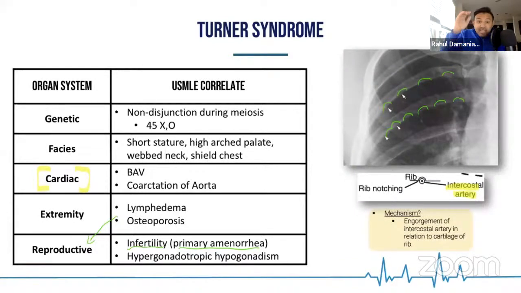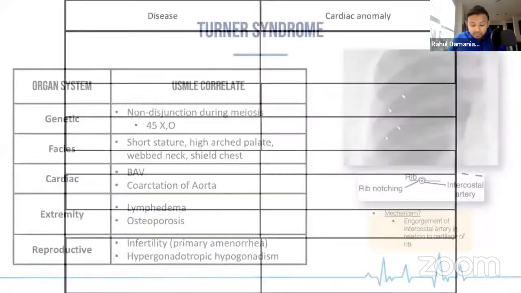Remember that the anatomic tie-in here is that the nerve, artery, vein of the intercostals of the ribs are going to go underneath the rib. And so there's cartilage, and then you have your nerve, vein, artery, etc. So when you have engorged intercostal arteries, it's going to start chewing into that cartilage at the inferior portion of the rib, and that's what gives you the rib notching.